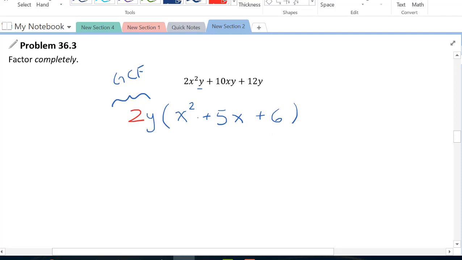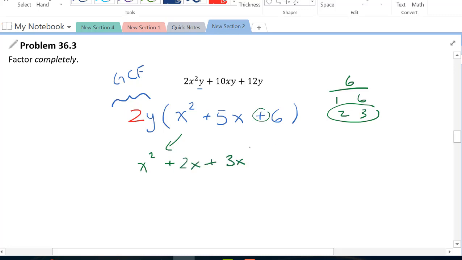AC method. So it'll be 1 times 6. So I have a 6, right? What are factors of 6? 1 and 6, 2 and 3, right? Remember, this tells me to add. So I got to add to make a 5. So I got to use 2 and 3. So what do I do? I'm going to rewrite x squared here. And I got to make a 5x. So it's going to be a plus 2x plus 3x. Make sure that that is 5x. And then I'm going to bring down my plus 6.